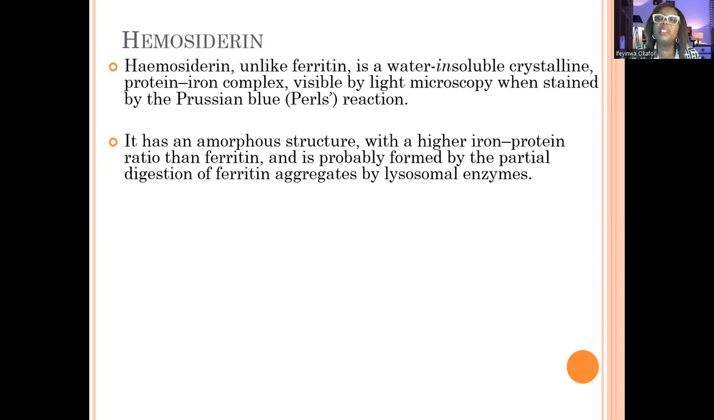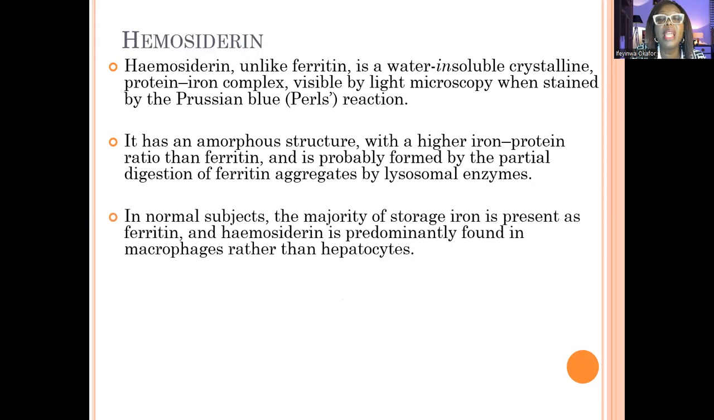We also have hemosiderin, another form of stored iron in the system. Unlike ferritin, hemosiderin is water insoluble. Most times, in order to assess it in the lab, we use what we call the Prussian blue Perls reaction. Hemosiderin is an amorphous structure with a higher iron to protein ratio than ferritin, and it's probably formed by the partial digestion of ferritin aggregates by lysosomal enzymes.